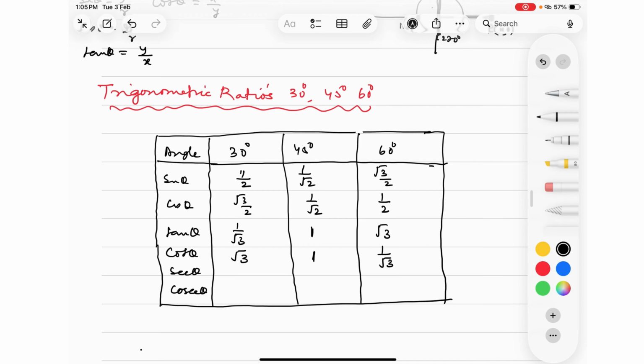Secant 30, reciprocal of cos, 2 by root 3. Secant 45 degrees, root 2. Secant 60 degrees, 2. Cosecant 30 degrees, reciprocal of sine, 2. Cosecant 45 is root 2. And cosecant 60 degrees, 2 by root 3. These are the trigonometric ratios of 30 degrees, 45 degrees and 60 degrees. Okay.